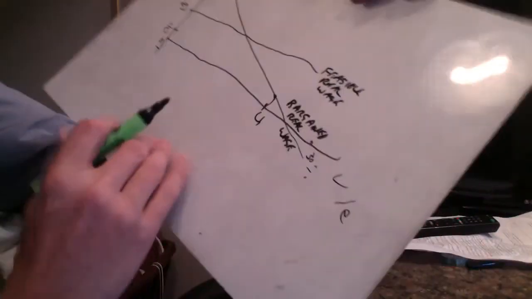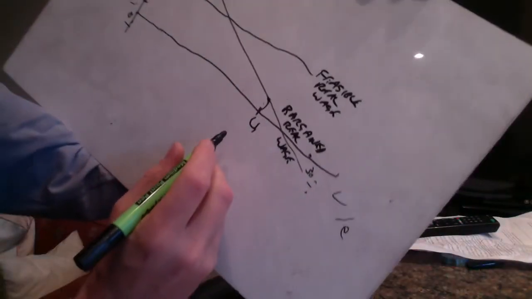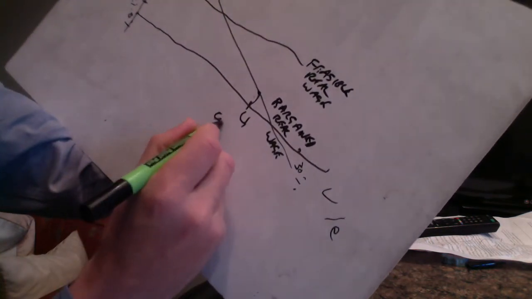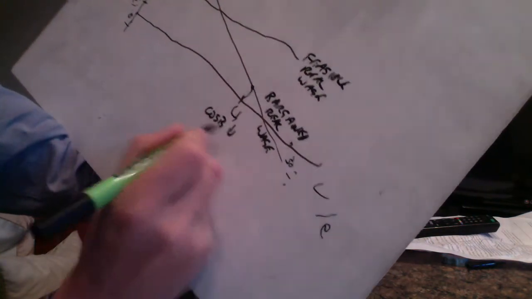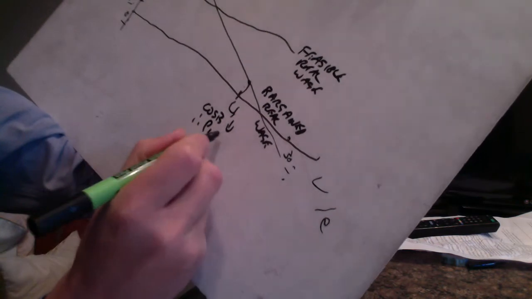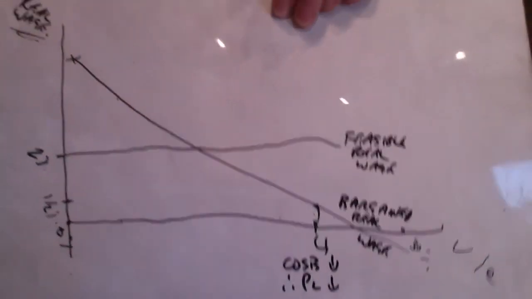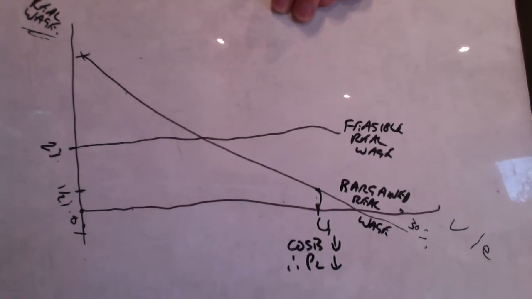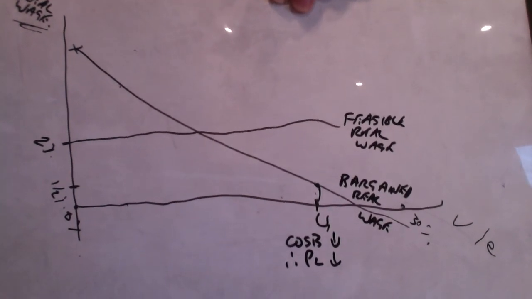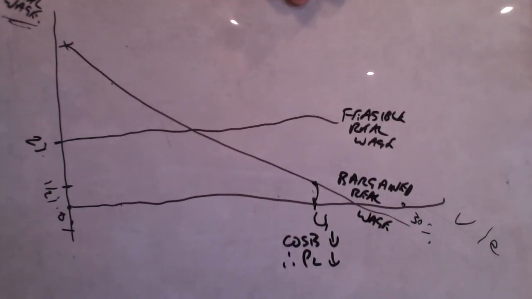So what we can say is that at this level here, costs decrease, therefore there's downward pressure on the price level. And that's what's going on. Because of productivity, you're becoming 2% more productive, but I'm only paying you 1% more.